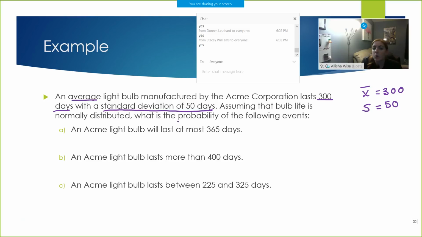So they're asking, what is the probability? As soon as you see that question, what is the probability, or what is the percentage, I want a light to go off, and you're saying, okay, we've got to use the norm.dist function. That's what I want you to look at. So the first question is, what is the probability that an Acme light bulb will last at most 365 days? Now, does anybody know what inequality at most stands for?